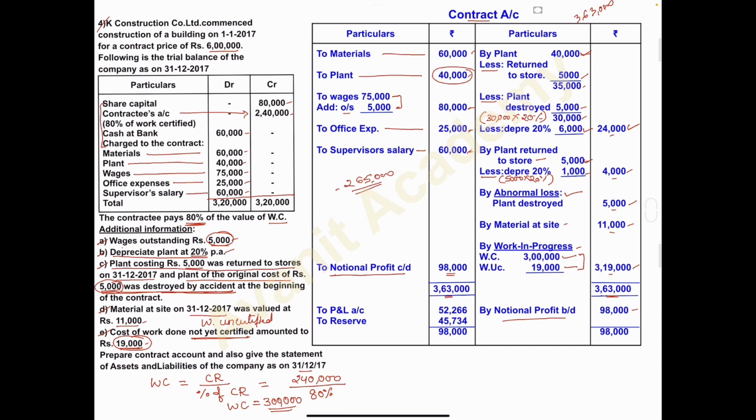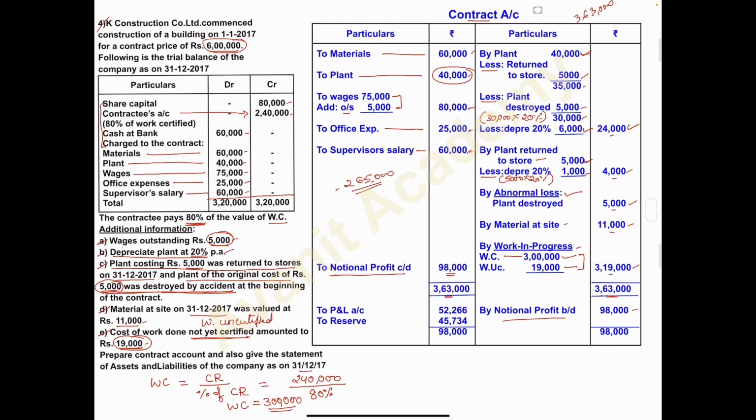For that we have to prepare a note. Before that we'll see which condition is applied to this problem. So the contract price is 6 lakh, correct? See the first para of the problem. Contract price is 6 lakh, and the work certified amount is 3 lakh, correct?